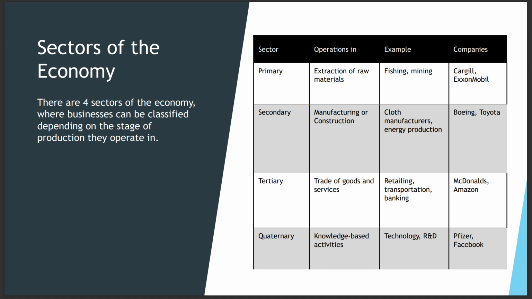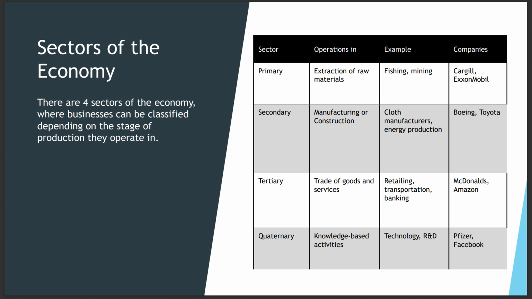So businesses that operate in the primary sector have their operations in the extraction of raw materials. A very simple example of this is just fishing or mining. Examples of companies in the primary sector are Cargill and ExxonMobil. Cargill is just a food and agriculture company which extracts raw materials. ExxonMobil is just an oil and gas company which extracts non-renewable resources from the ground.